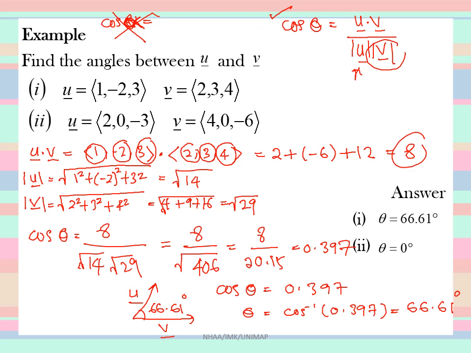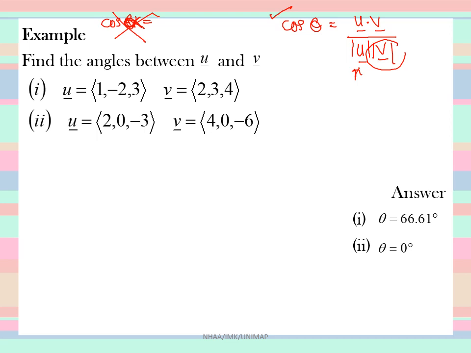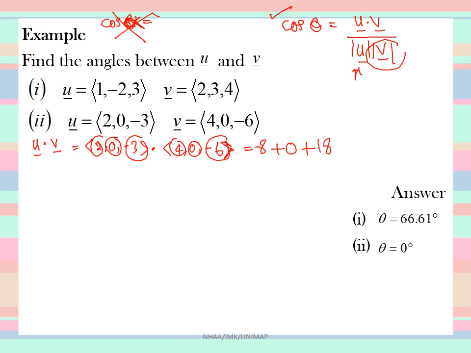Okay, so now let us do number 2. Okay, number 2, u dot v equal to 2 0 minus 3 dot with 4 0 minus 6 is equal to 2 times 4, that is 8, plus 0 times 0 is 0, plus minus 3 times minus 6, that is 18. Okay, so it is 26.